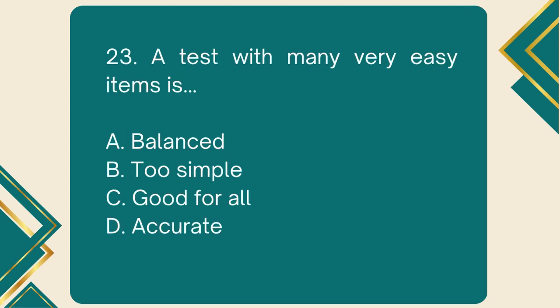Let's proceed to number 23. A test with many very easy items is A. Balanced, B. Too simple, C. Good for all, D. Accurate. And the correct answer will be B, too simple. Too many easy items reduce accuracy.